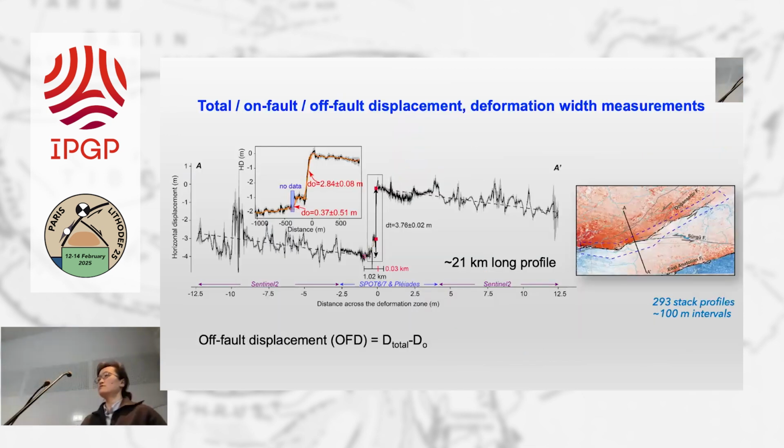And yes, I also did many measurements, including total displacement and on-fault displacement measurements, also the deformation width. I extracted the long profile and used the long linear regression far from the fault to measure the total displacement. And with short linear regression, less than 200 meters, to get the on-fault deformation. Then we determine the off-fault deformation by using the total displacement minus the on-fault displacement.